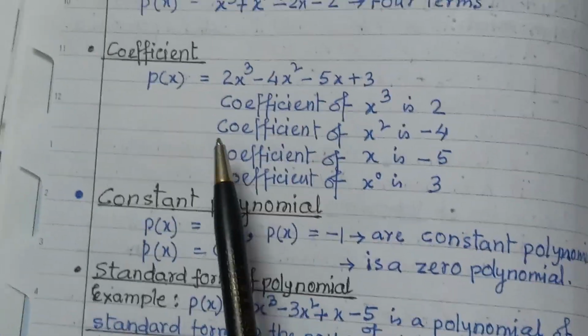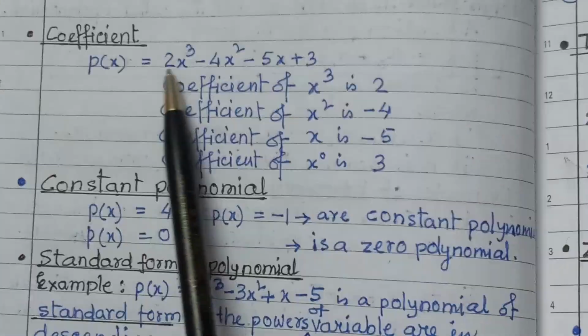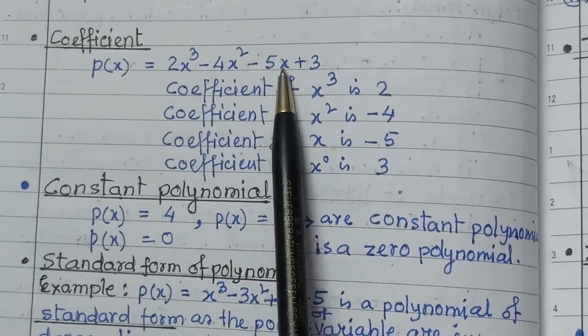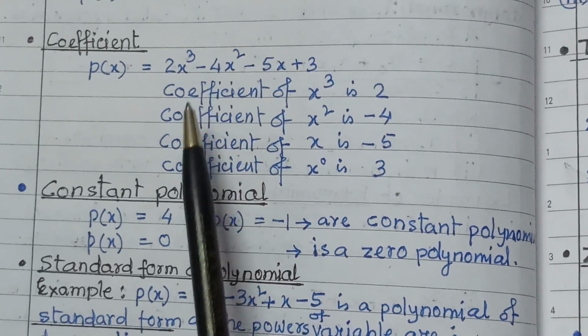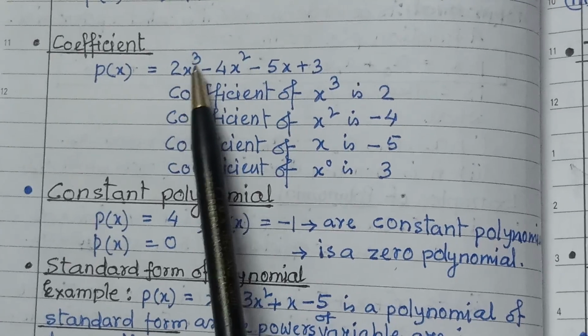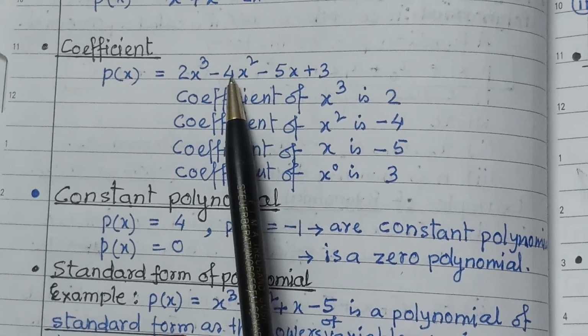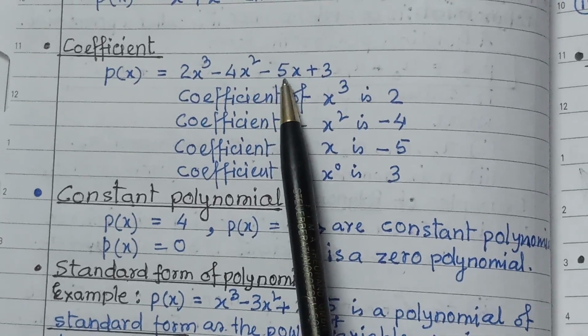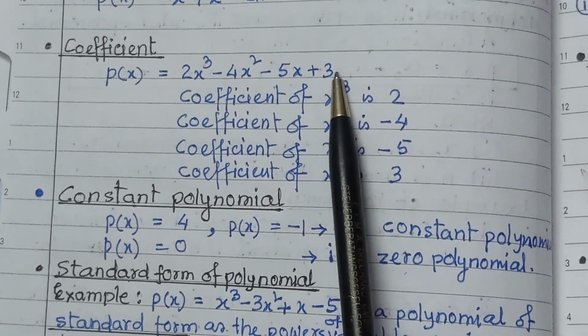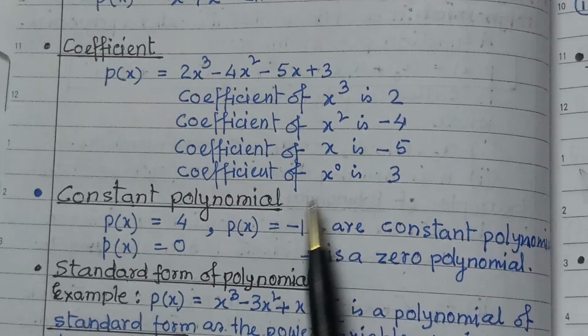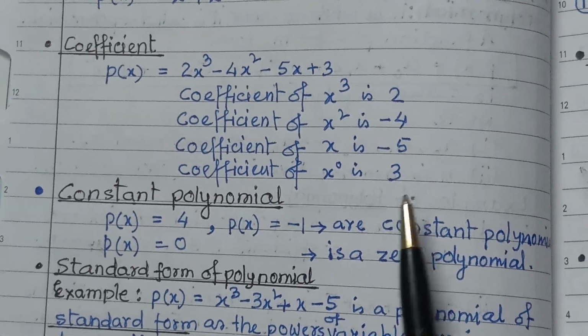Coefficient. The numbers with variable terms are called the coefficients. So the coefficient of x cube is 2, of x square is minus 4, of x is minus 5, and of x to the power 0 is 3. These are coefficients.